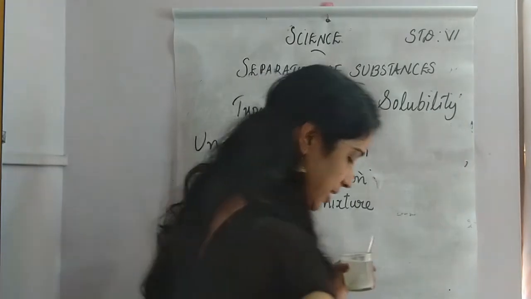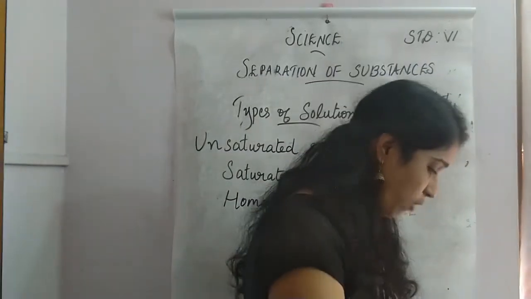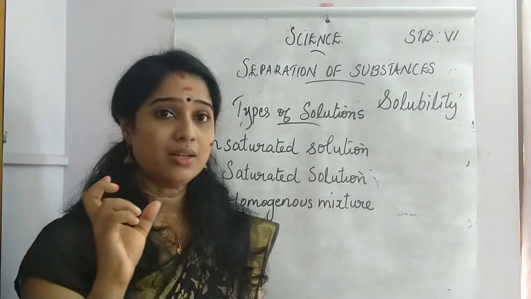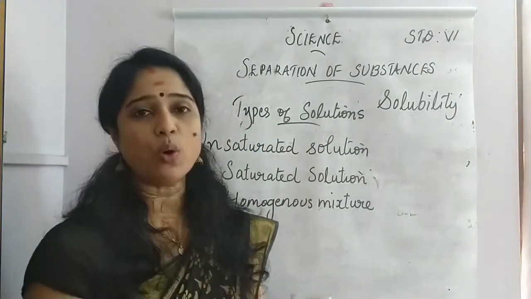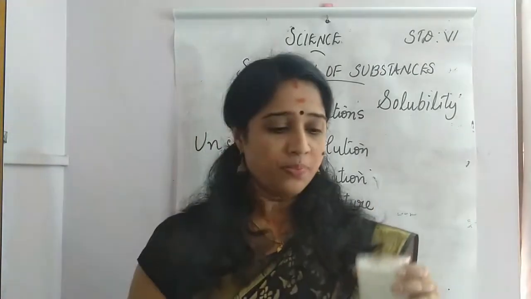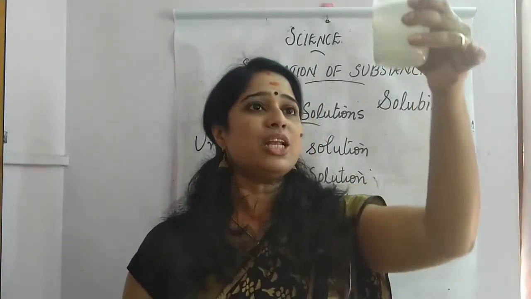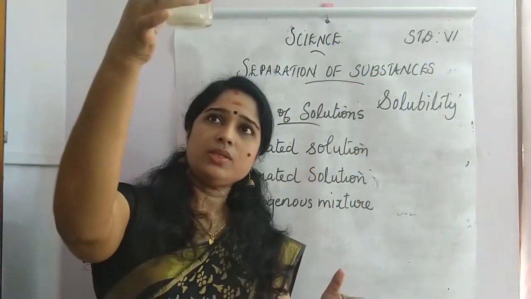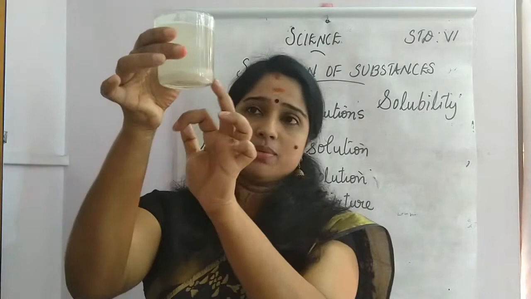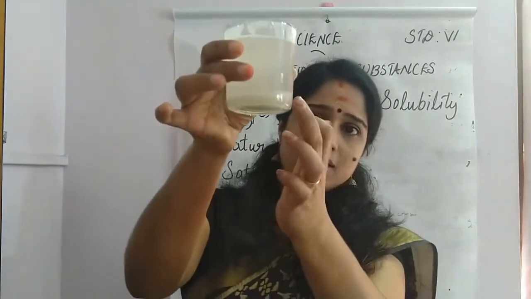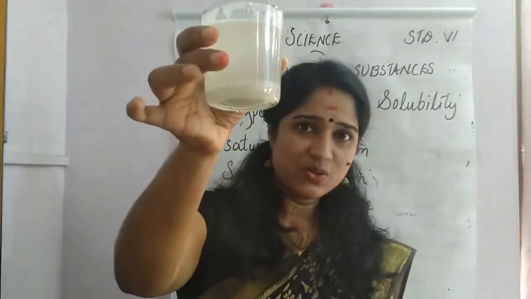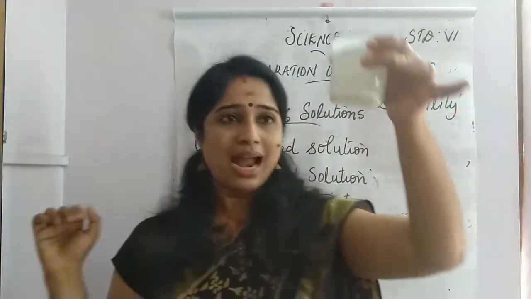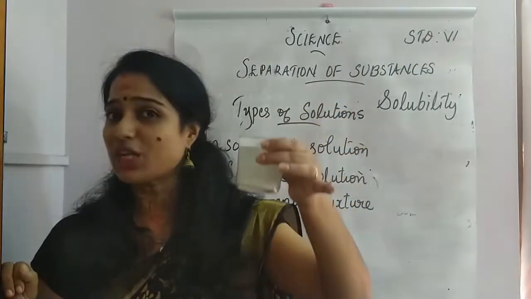What is meant by solubility? The maximum amount of solute which can be added to a liquid or the solvent. Maximum amount. Here I have already added 5 spoons. I thought this is the solubility, but observe: I think only 4 spoons. You could see at the bottom, you can see the salt as sediment here. For maximum, I could add 4 spoons into this glass of water.